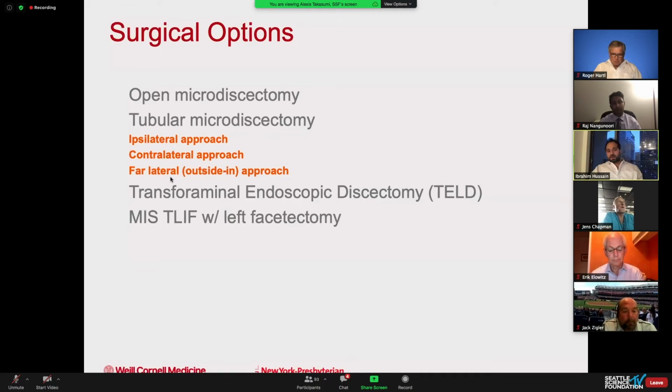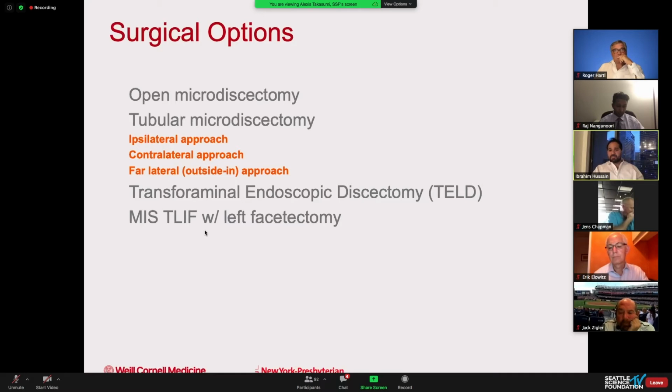A far lateral approach is something that you could consider. Again, this isn't really a far lateral disc herniation. Some people may consider this, but I think most people in the forum would agree that this probably isn't the best option. A transforaminal endoscopic discectomy is something that could be considered. And this patient, in fact, had other opinions from fellowship-trained spine surgeons in New York and was recommended for an MIS TLIF, given the spondy and his focal foraminal disc herniation, coming in from the left side, doing a facetectomy on that side.